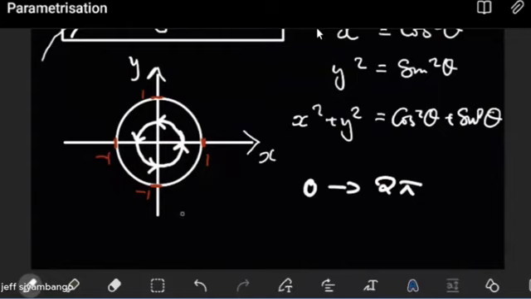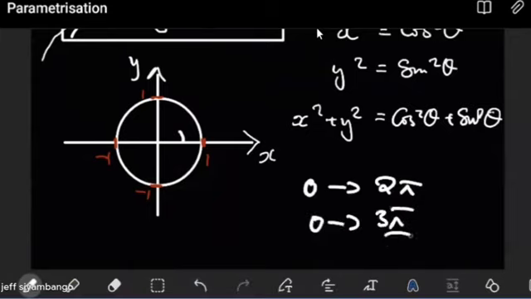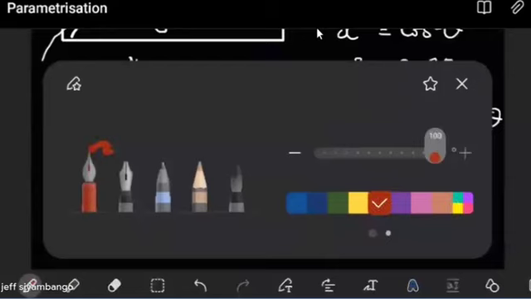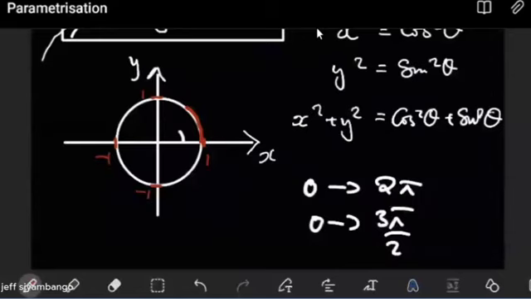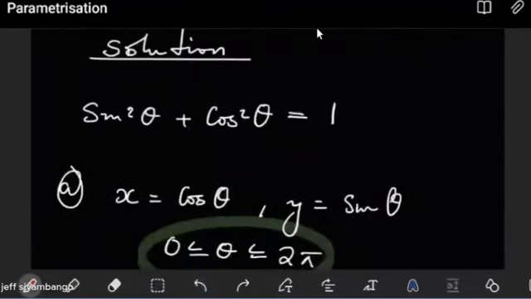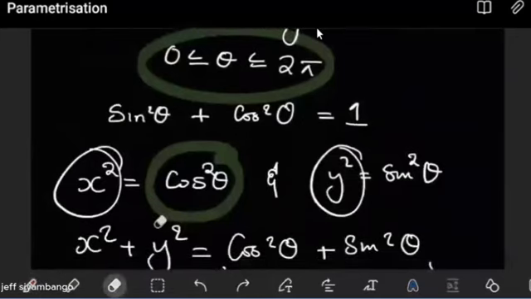Have you got it? Okay, so that's 3 pi over 2. That's the bottom. If it was from 0 to 3 pi over 2, this would have been starting from here, just up to here. You've seen that? Okay, so we move on to the next example. And for the second one, let's see what we are looking at.